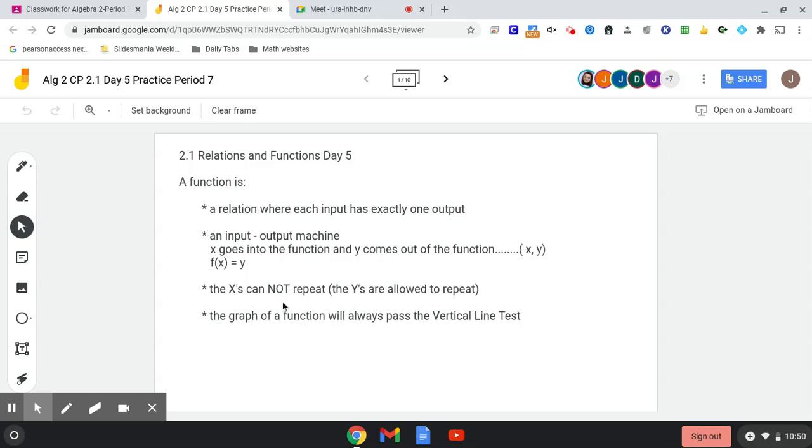All right, just remember, if you're looking at a list of ordered pairs, the x's cannot repeat. The y's are allowed to repeat. And then last, the graph of a function will always pass the vertical line test. All right, let's go to the first slide and let's do an example.